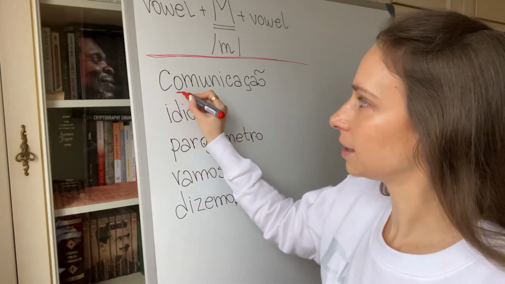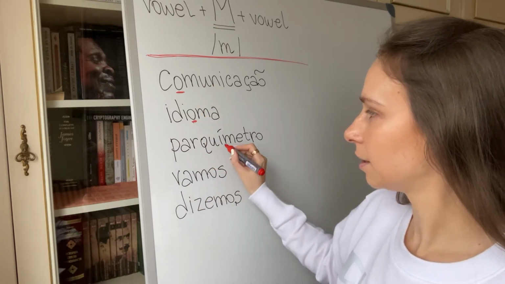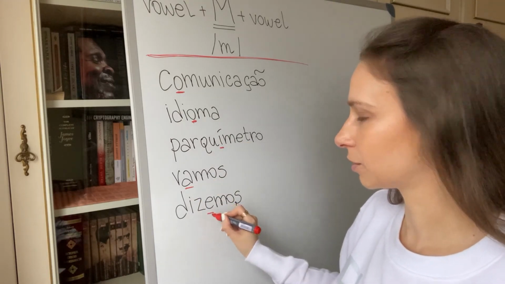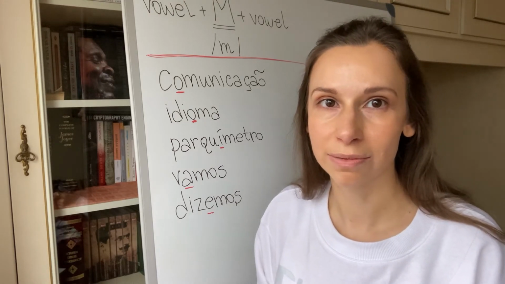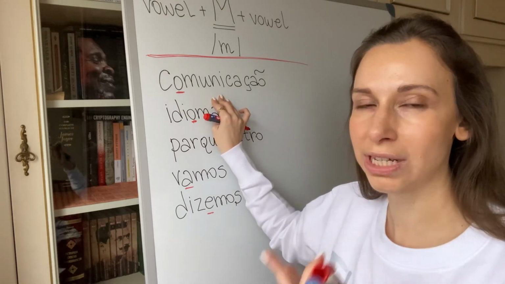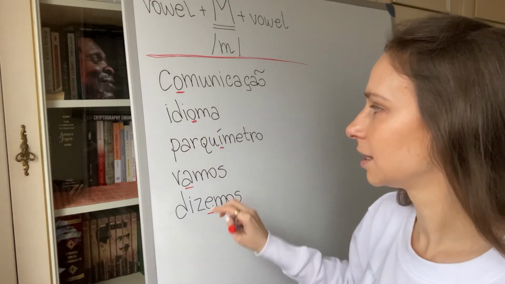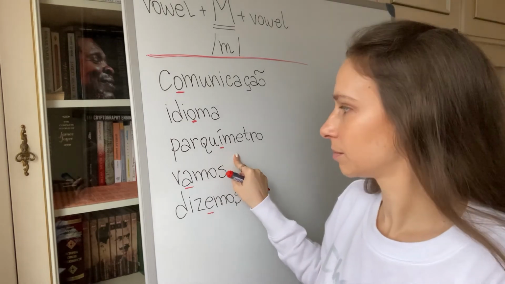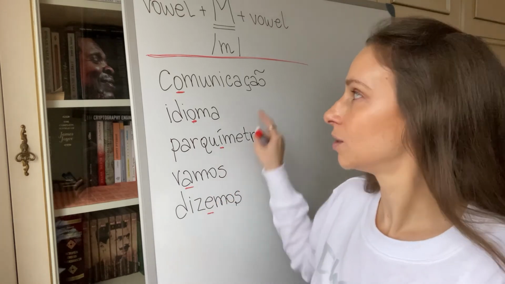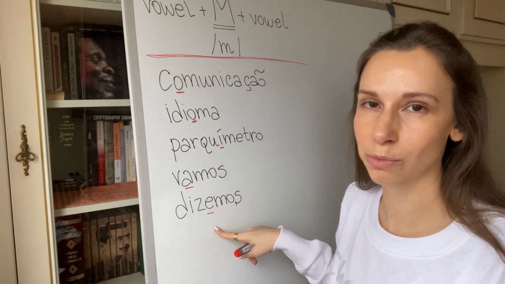So M comes after O, it comes after O again here, it comes after E, it comes after A, it comes after E, and it's always M. Let's see how we read these words. Comunicação, idioma, M. Parquímetro. Vamos, dizemos. Mais uma vez. Comunicação, idioma, parquímetro, vamos, dizemos.